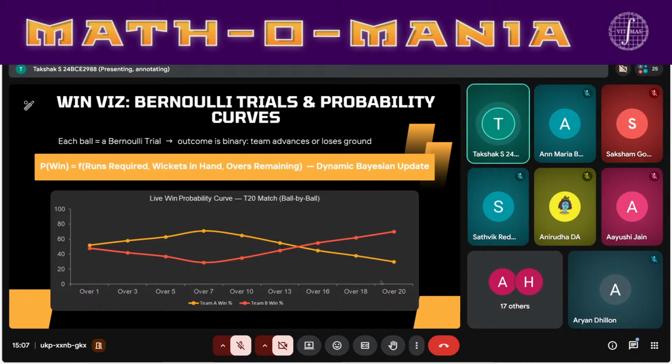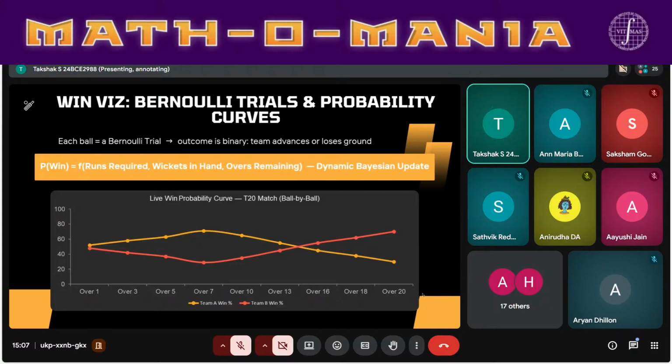This process happens after every single delivery throughout the entire match. Each ball is a Bernoulli trial feeding the Bayesian update, and the output is a live, continuous, updating winning probability curve for both teams. The lines you see moving up and down on broadcast graphics throughout a match.